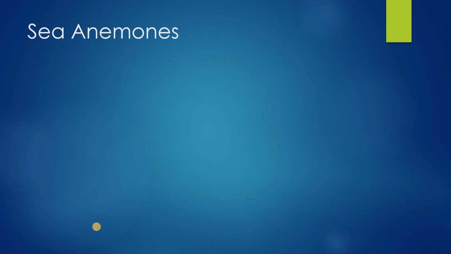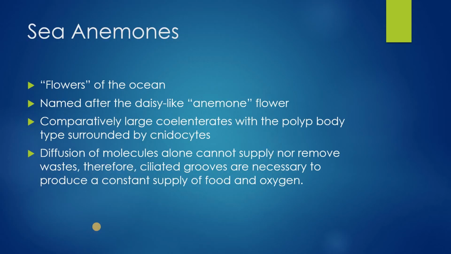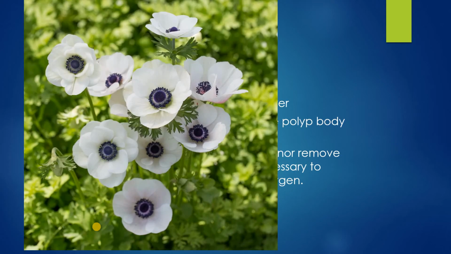Still talking about coelenterates, again, having hollow guts. You'll notice on page 437 what we're looking at. And so sea anemones. Of course, they're called the flowers of the ocean. I'll come back to that. You saw some flowers just now. They're called flowers because they're named after the daisy-like flower called the anemone. Here it is. That's what they look like.